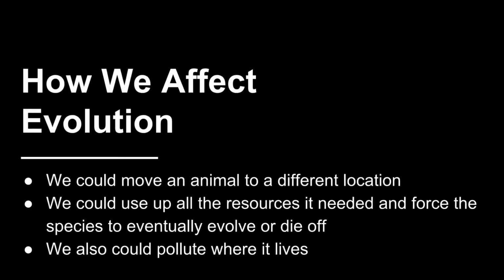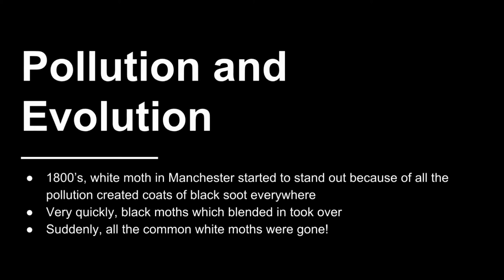An example of this is the Manchester moth. In the 1800s, a white moth in Manchester started to stand out because of all the pollution. The pollution created coats of black soot everywhere. Therefore, the white moth did not blend in with black. Very quickly, the black moths, which blended in, took over, and suddenly all the common white moths were gone.